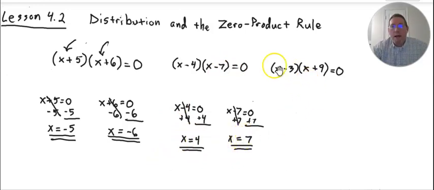Okay. Now this last one here, we've got x minus 3 times x plus 9. When you multiply them, they equal 0, so that means one of the two of them equals 0. So we're going to say x minus 3 equals 0 is going to be one of our equations.